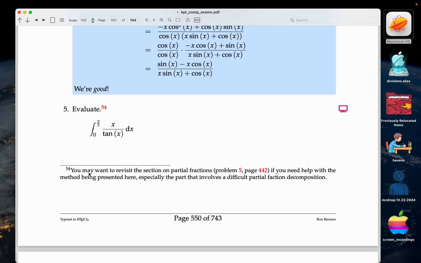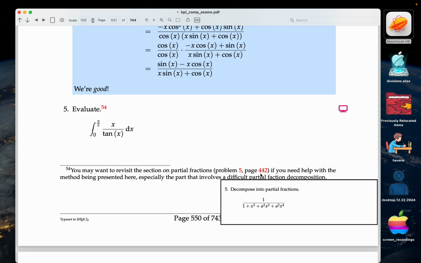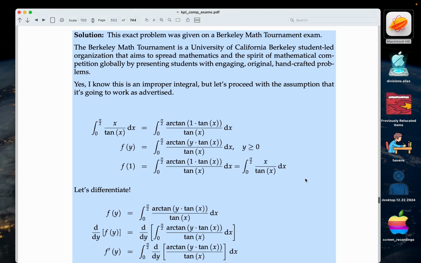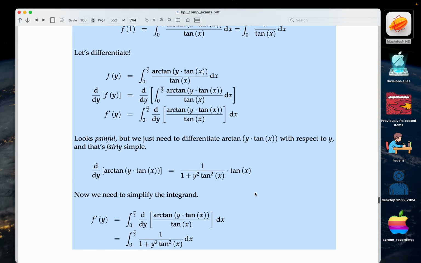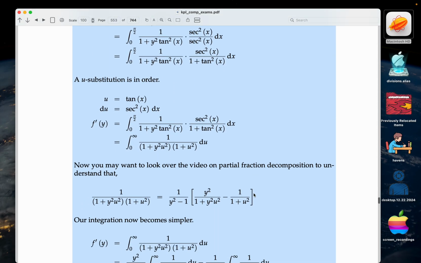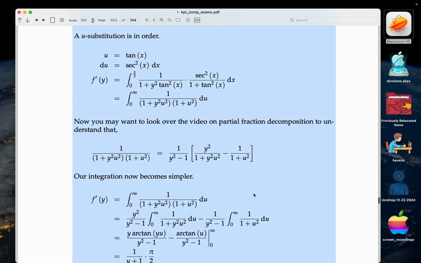It says over here, you may want to revisit the section on partial fractions. Problem 5, page 442. That's if you have the notes, by the way. If you need help with the method being presented, especially the results of difficult partial fractions. Yeah, maybe it's a difficult partial fraction problem. Who knows? Anyway, over here, going through it. And again, you may wonder where this is going to go. It's a long problem, though, as you can plainly see, by the way. All right, it's a long, long problem.